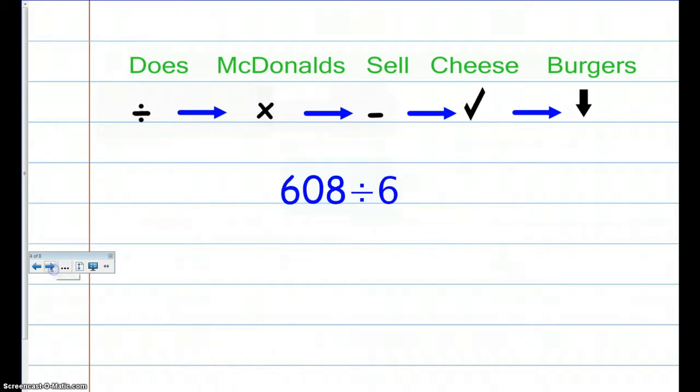Now I'm going to move on. I got a big number now. I'm going to put 608.